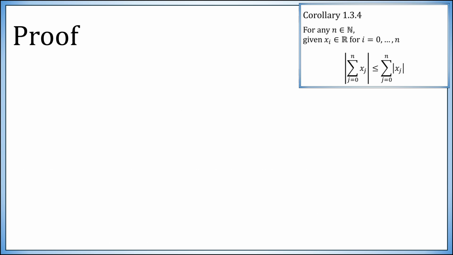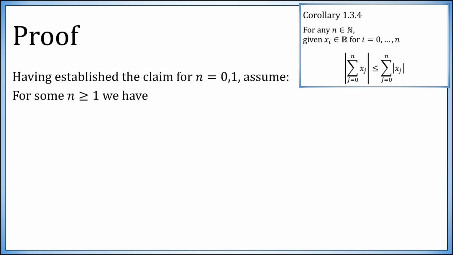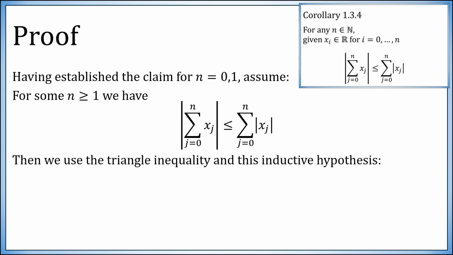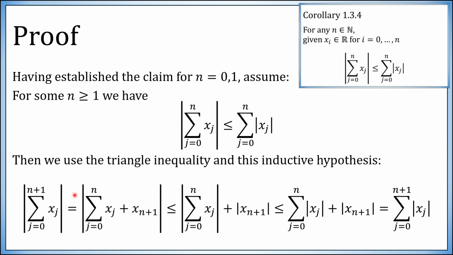So moving on with an inductive proof, let's assume for some n at least as large as 1, the claim as desired holds. Now we can use the triangle inequality and this assumption. If I want to take this sum out to index n plus 1, ignore this absolute value for the time being. The sum of all these numbers from index 0 through n plus 1 is the sum from 0 to n plus this last term manually added on.